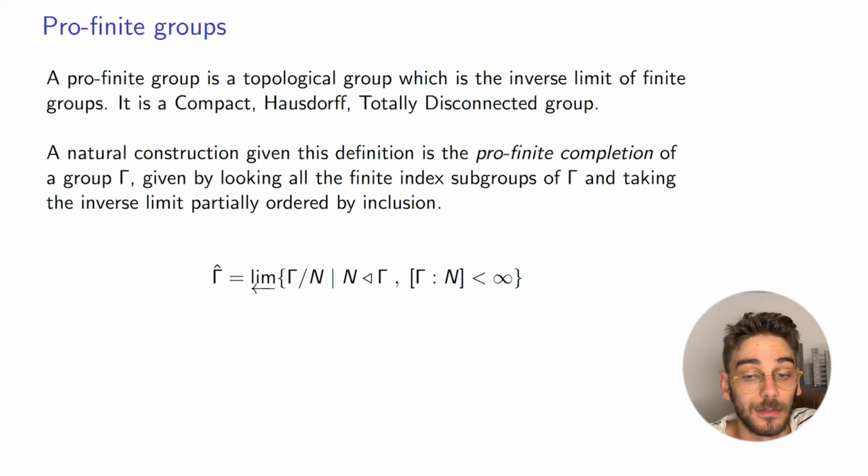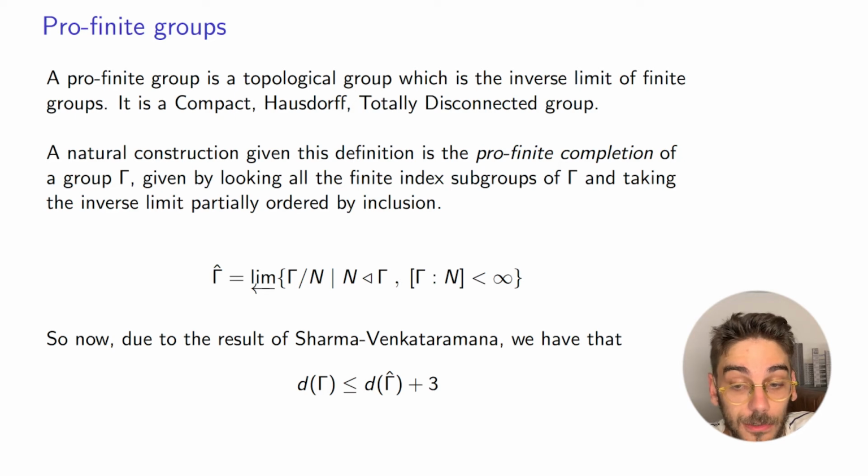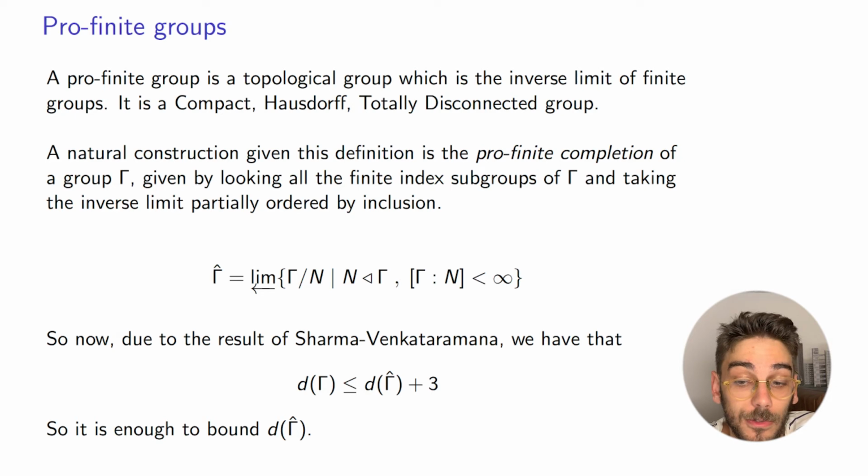So gamma hat, the profinite completion of gamma, is equal to the inverse limit of gamma mod n, where n is a finite index normal subgroup in gamma. So now, due to the result of Sharma and Venkatramana, we have that the number of generators of gamma is bounded by the number of generators of the profinite completion of gamma plus 3, because the number of generators of gamma hat bounds the number of generators of all finite quotients, and in particular this gamma mod delta that we have. So from now on we're going to bound d of gamma hat.